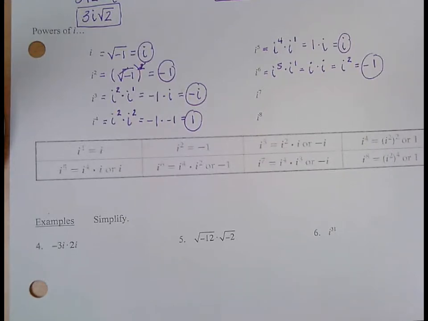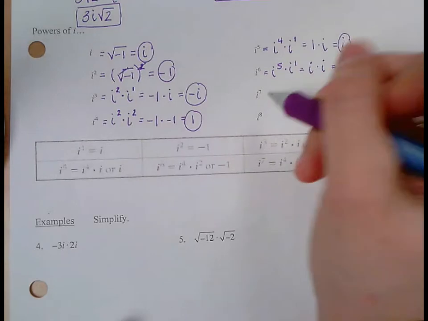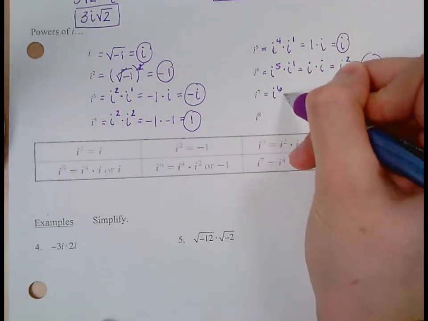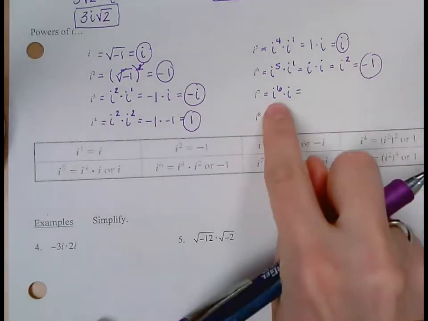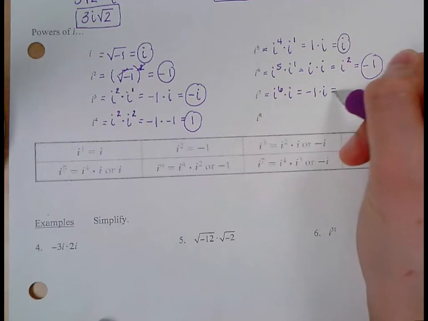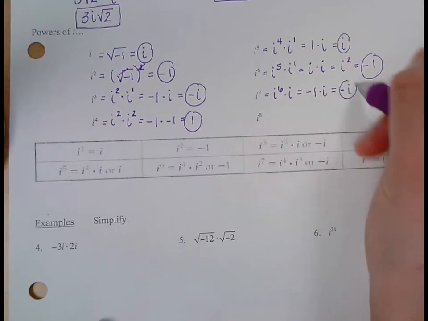Okay, so you might, at this point, notice a pattern happening. What do you think i to the 7th will equal? Not i. -i, yes. So seeing why that is, i to the 7th would be i to the 6th times i. i to the 6th power is -1, and if we multiply -1 by i, we get -i.